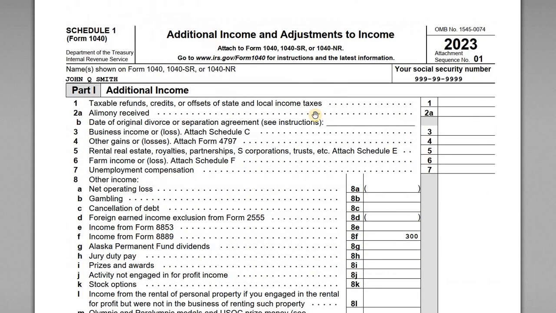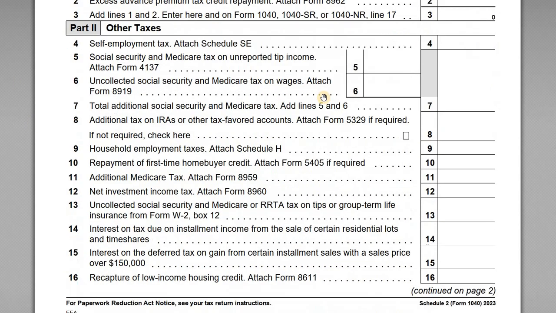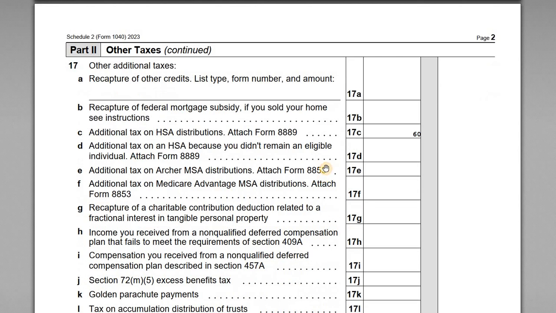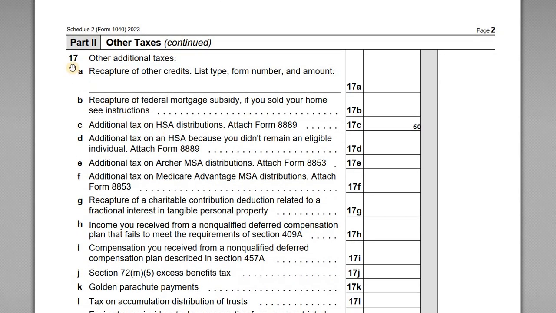So if we have a look at Schedule 1, additional income and adjustments, we can see here, Part 1, line 8F, income from HSA distributions. There's the $300. So this gets included with John's income. And if we look at Schedule 2, go down to Part 2, page 2 of this schedule, we have line 17C, additional tax on HSA distributions, and there's that $60 figure.